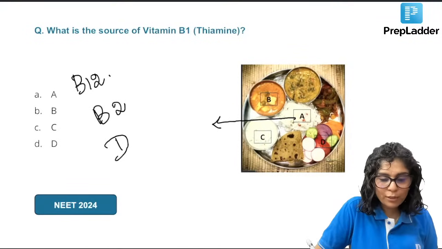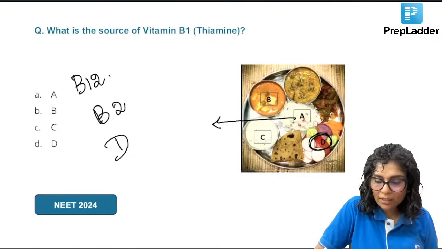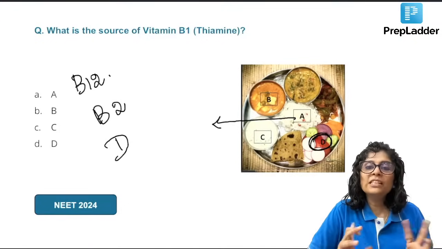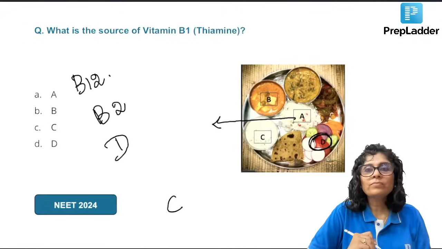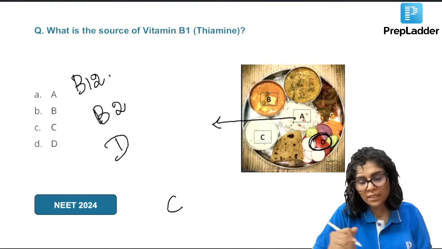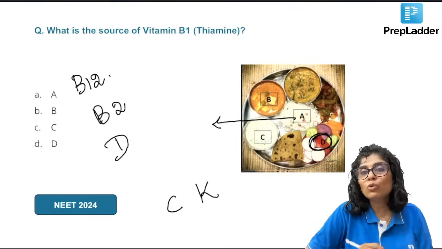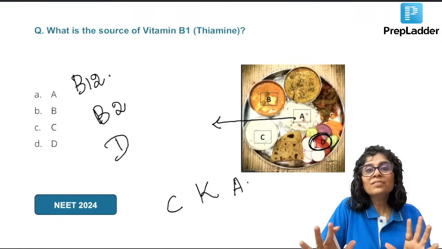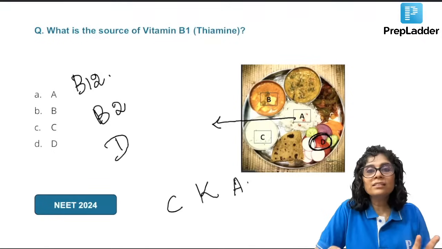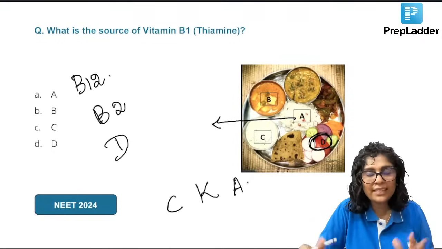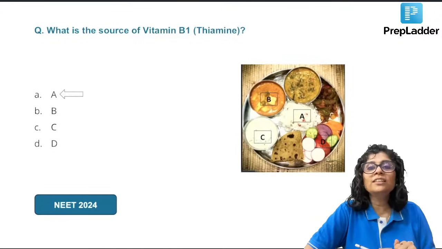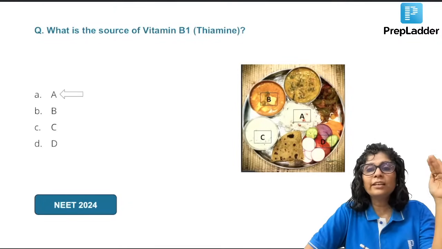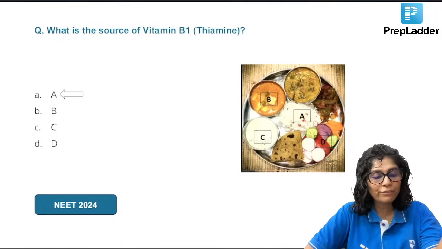And what made me exclude D? What is D? It looks like a fruit and vegetable salad, right? Fruits and vegetables are rich in vitamin C. Cucumber is rich in vitamin K. Carrot is rich in vitamin A. They don't have thiamine. So what is the right answer? The right answer is parboiled rice, right? The answer is parboiled rice because polishing rice will get rid of the aleurone layer which is rich in thiamine. And if a person continuously consumes polished rice, that can be thiamine deficiency.